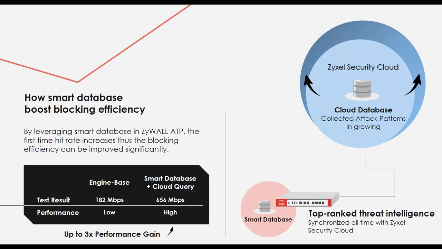It's how the smart database can boost efficiency. So if everything had to be on the engine within the device, you would look at, say, this is a test result internally, sort of 182 megabits of scan rate, and the performance is relatively low. By using a smart intelligent database and cloud query back to the Zyxel security cloud, we were able to see test results much higher, up in the sort of 650 megabits range. So an increase in performance of almost three times. So literally the device itself is synchronizing with the Zyxel security cloud all the time to maintain the integrity and the freshness, for want of a better word, of the smart database itself.